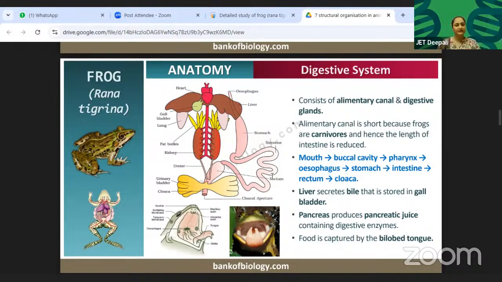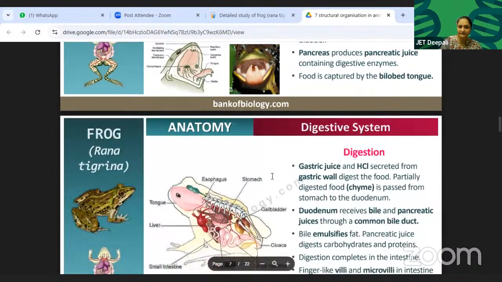in your syllabus. Pancreas produce pancreatic juices containing digestive enzymes. See, all these things we are having. Food is captured by the bilobed tongue. Bilobed means two-lobed tongues. Okay, bilobed tongues they need because they need a large tongue that can come out and that can take the insect inside the body, inside the mouth.